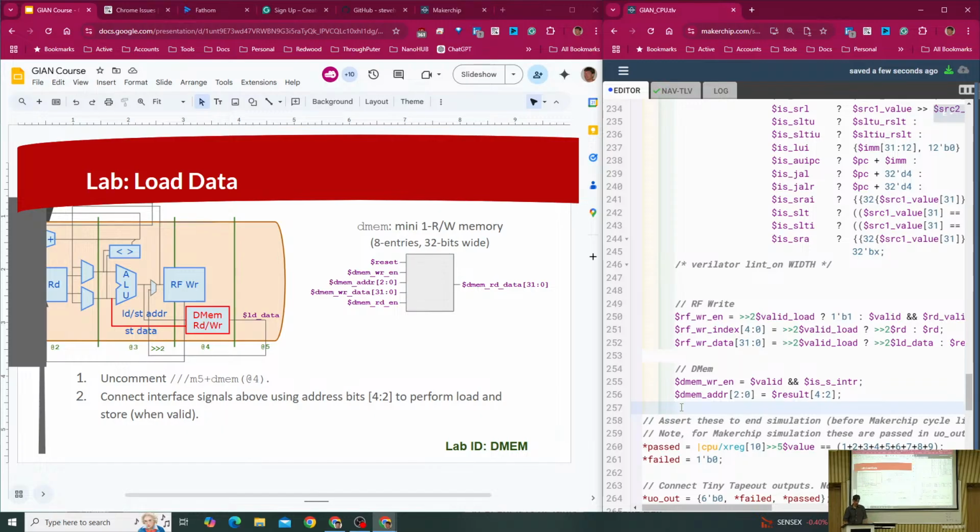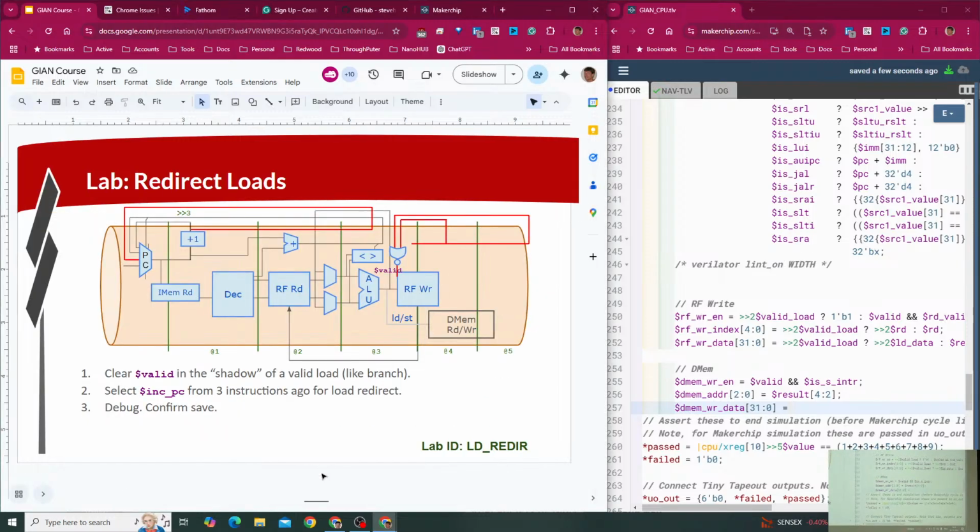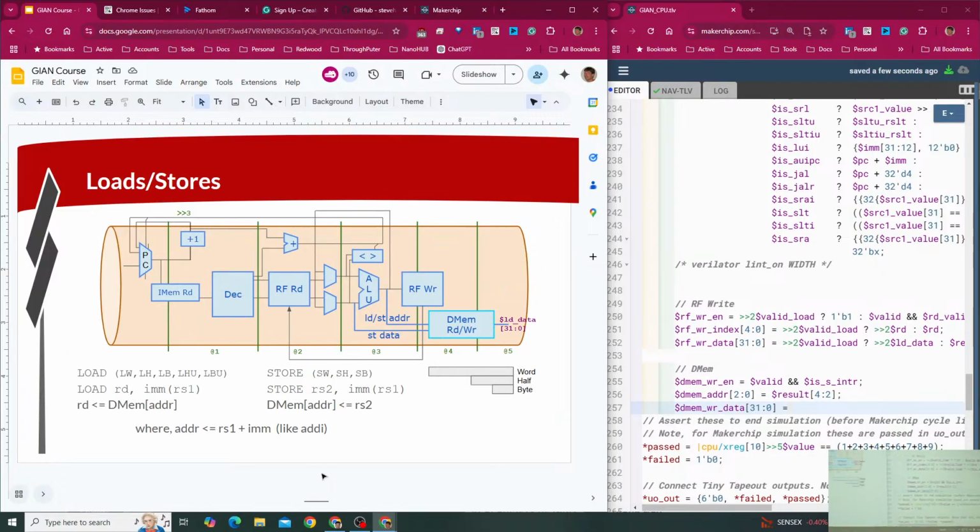So the next one is the DMEM write data. That one's 32 bits wide. And so what's the data that we're writing? We're writing when we do store operations. And the data that we're writing, based on the definition of the store instruction, is the RS2 data.